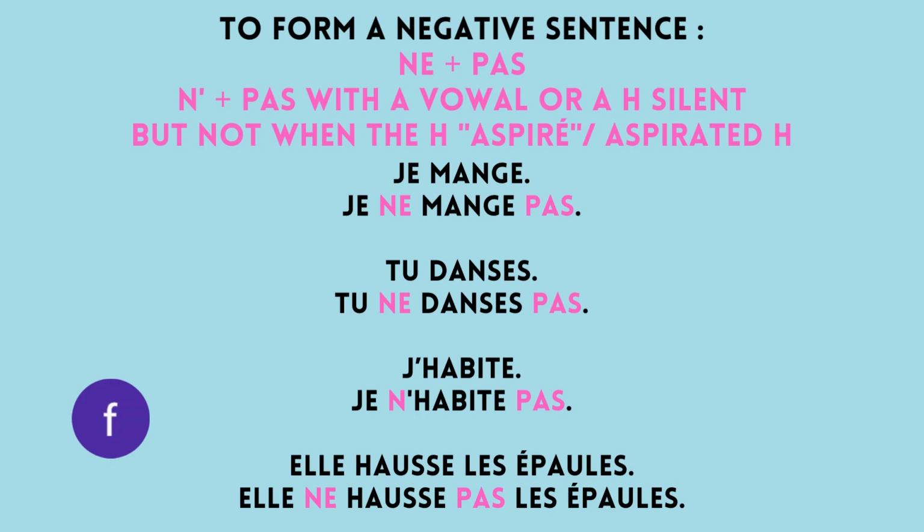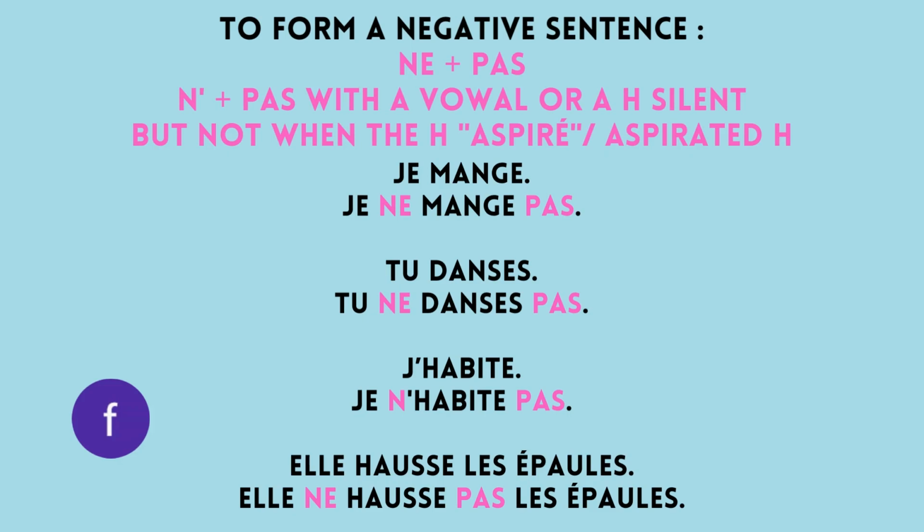So let's go back to our example. Here, j'habite, the verb starts with an H and it is considered a silent H. Therefore, the negation will be n apostrophe. So it becomes je n'habite pas. Je n'habite pas. I do not live. So now let's have a look at our last example.